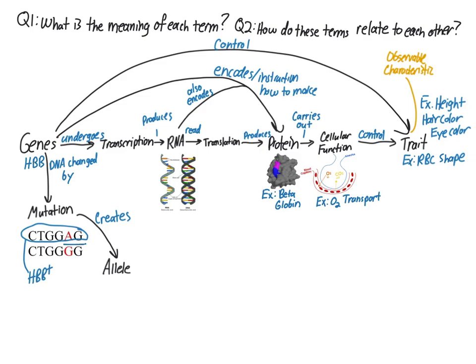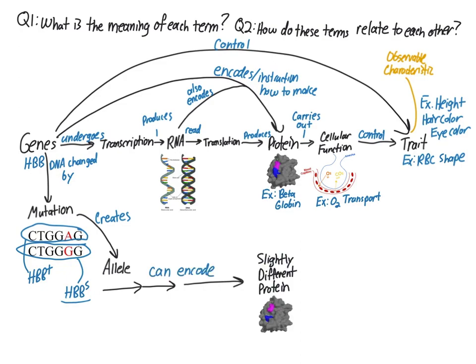Likewise, we can call the new allele HBBS. So HBB plus and HBBS are two different versions, or alleles, of the same gene, which is HBB. This new HBBS allele, when transcribed and translated, can encode a slightly different protein that carries out an altered function than the original version of this protein.